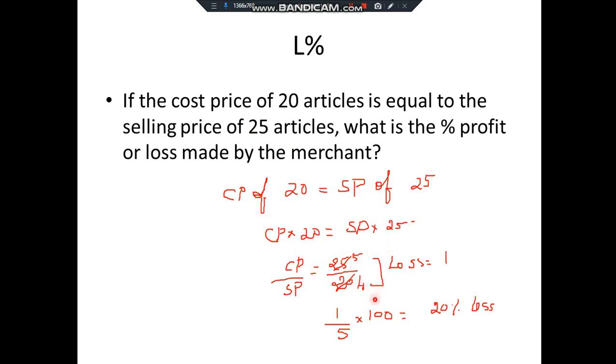Okay. So here the loss is 1 rupee, which is CP minus SP, right? So we have to find the loss percentage. Loss percentage is nothing but loss by CP into 100. That is 1 by 5 into 100, which is 20% loss. So I hope you understood this concept.